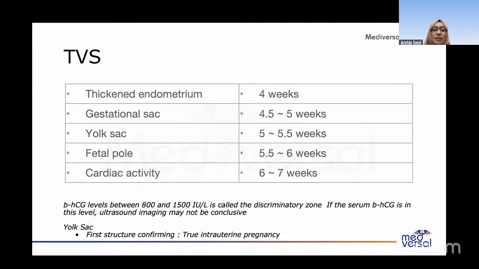The next to appear on ultrasound will be the gestational sac. The gestational sac will appear at around 4.5 to 5 weeks. The next to appear is the yolk sac, which is around 5 to 5.5 weeks. Following that is when you see the fetal pole, around 6 weeks. So in transvaginal ultrasound, at 6 weeks, you should be able to look for the fetal pole. And then the cardiac activity starts developing by 6 to 7 weeks.